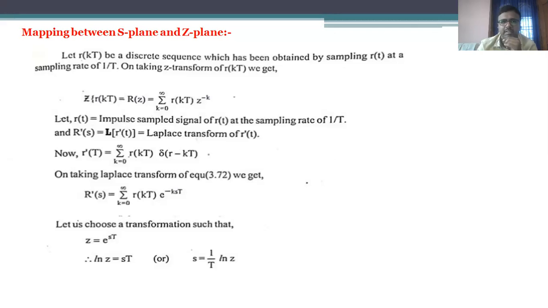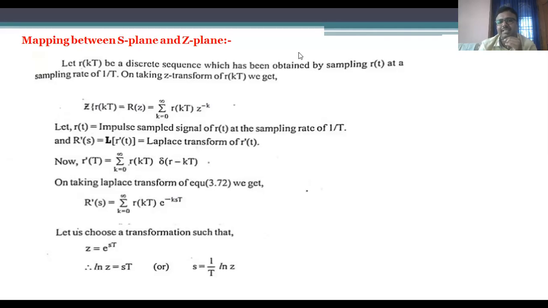So without any delay, let us frame the conditional statement with respect to the S-plane and Z-plane. Now let us consider a discrete sequence, and let us suppose that particular discrete sequence is R of kT. Why? Because it is considered as a discrete system.